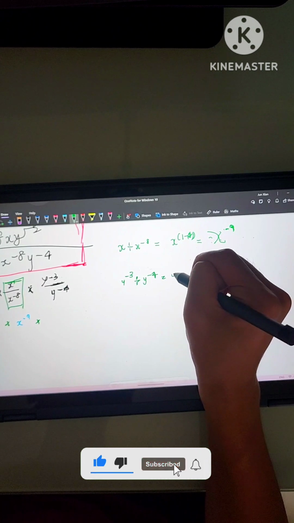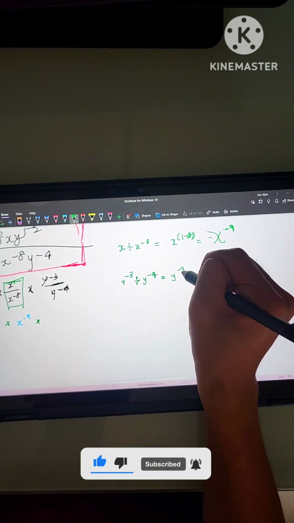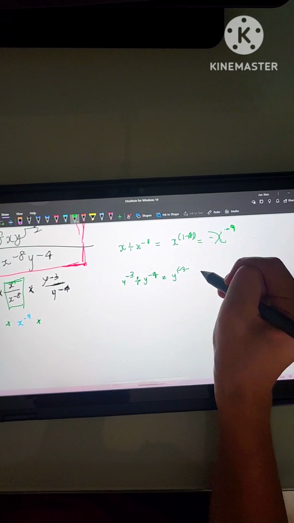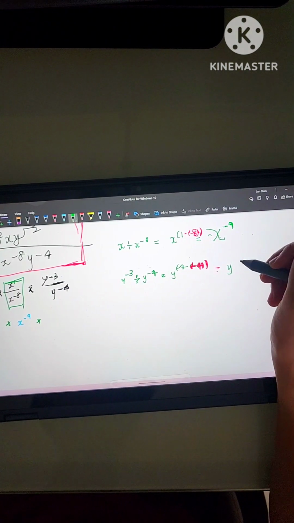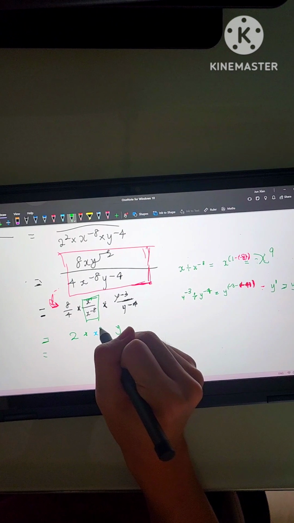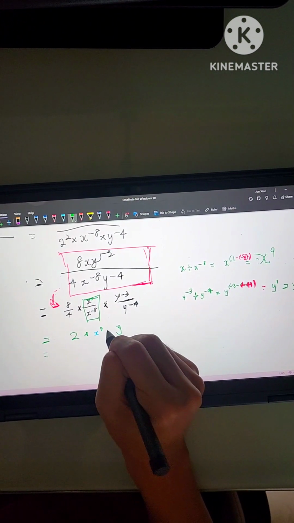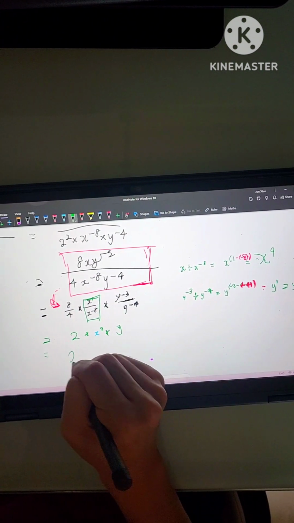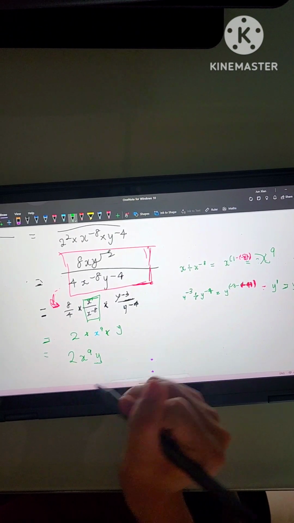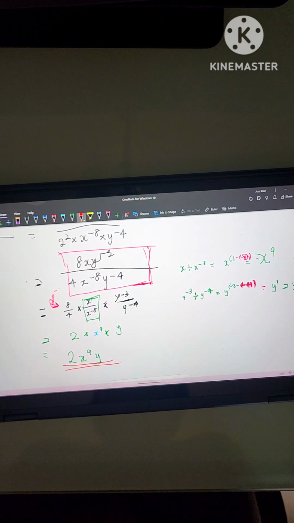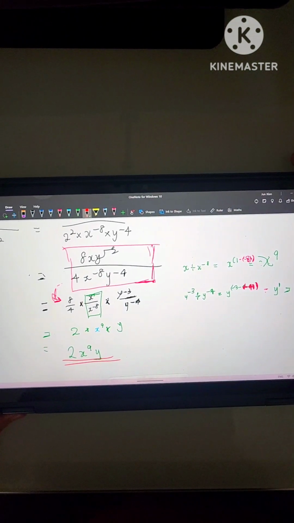Going to y, negative 3 minus negative 4 will just be 1. So my answer would just be y. If I combine them together, my answer would be 2x to the power of 9 times y. That's my final answer. That's all. Thank you for watching.